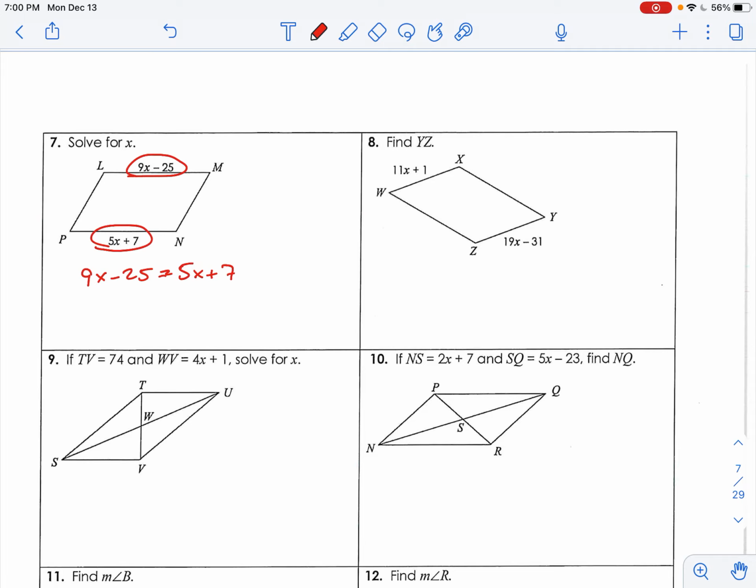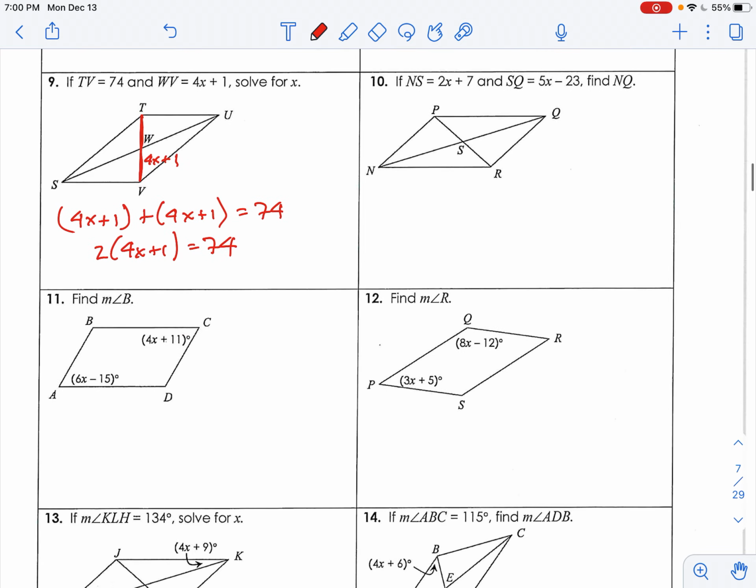For this one, if TV, if this length here is 74, and WV is 4x plus 1, how would I put that together? Do you agree that 4x plus 1, either times 2 or another one, because it goes through the midpoint, all of that would equal 74? Does that make sense? You could accomplish the same thing by doing this, and you would solve for x. All right, what would be true here? This angle would equal that angle, so you'd set them equal to each other and solve.